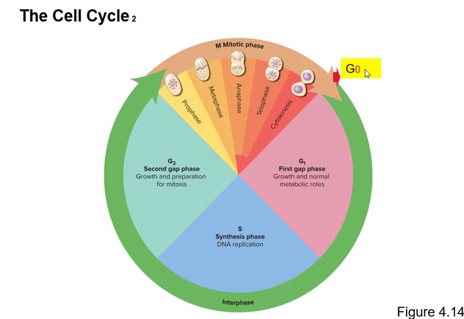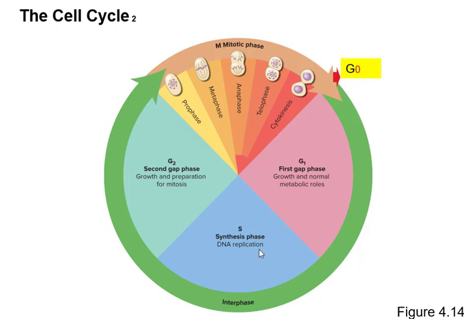But if you need the cell to divide, then you're going to go this way. And instead of being in G0, you're going to go into G1, or the first gap phase. This is where the cell grows up, and it does all the things it needs to do to get ready to double the DNA. So that's the G1 phase. Then you get to the synthesis phase, and that's where you pull the DNA apart, the two strands, and you make a copy of each one, so you double your DNA.